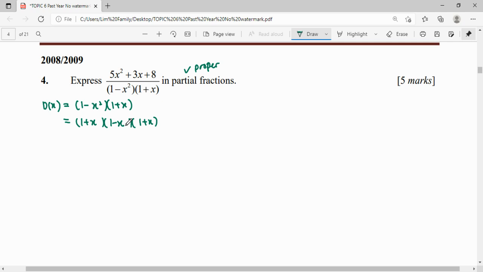After we are done with our second step, we go for our third step, where we start to split our fraction into partial fractions according to the factors we have. So we write our fraction here with the denominator in factor form. We can see we have a repeating factor. We have 1 plus x, 1 plus x. So these two factors are repeating factors.